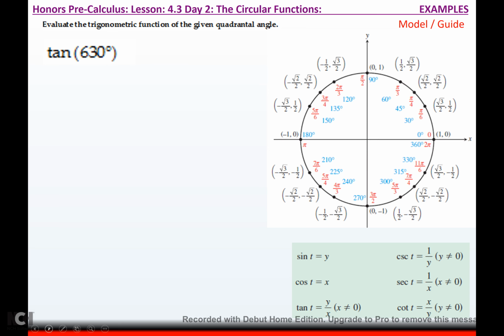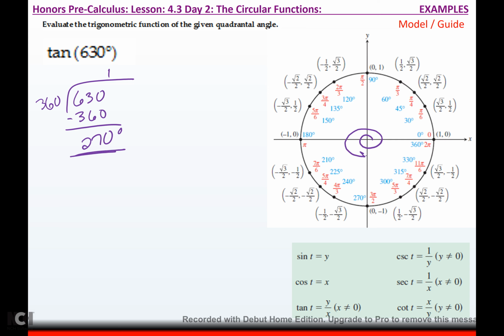Okay, tangent of 630. Well, again, if I figure out how many 360s are in there, 1.75. So 360 goes in there 1 time. Take away 360 leaves 270 degrees. So I'm going to go all the way around 1 time. There's 360 degrees, and then I have to go an extra 270, which will put me all the way back down to here. So this is my angle, 270 degrees.